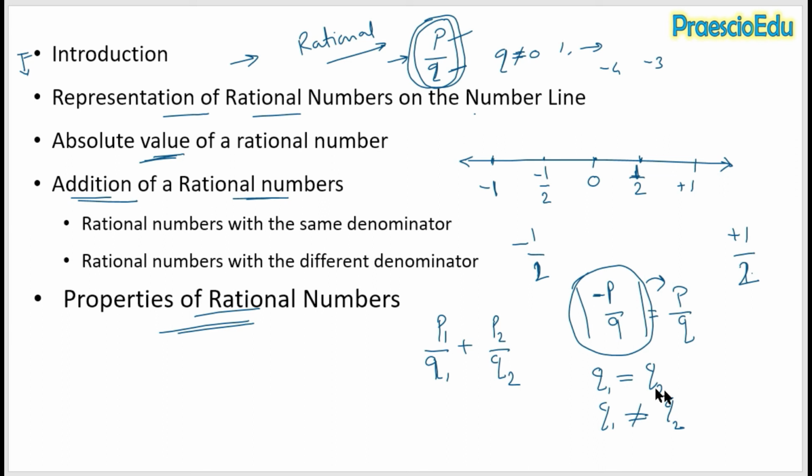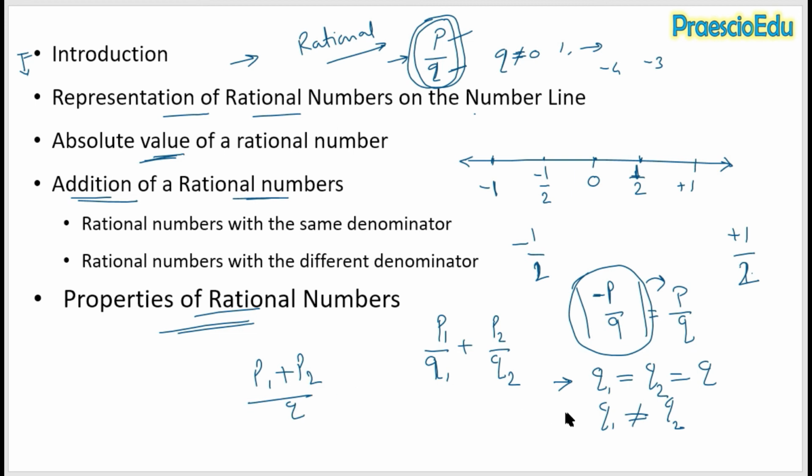If q1 and q2 are the same, what happens? Both fractions have the same denominator. But if q1 and q2 are not the same, the numbers are different. In that case, we have to make the denominators the same, like with fractions. In the last year, we learned about fraction addition. Same like that. If q1 and q2 are the same, we will denote it as q only. So in the first condition, it is p1 plus p2 by q.